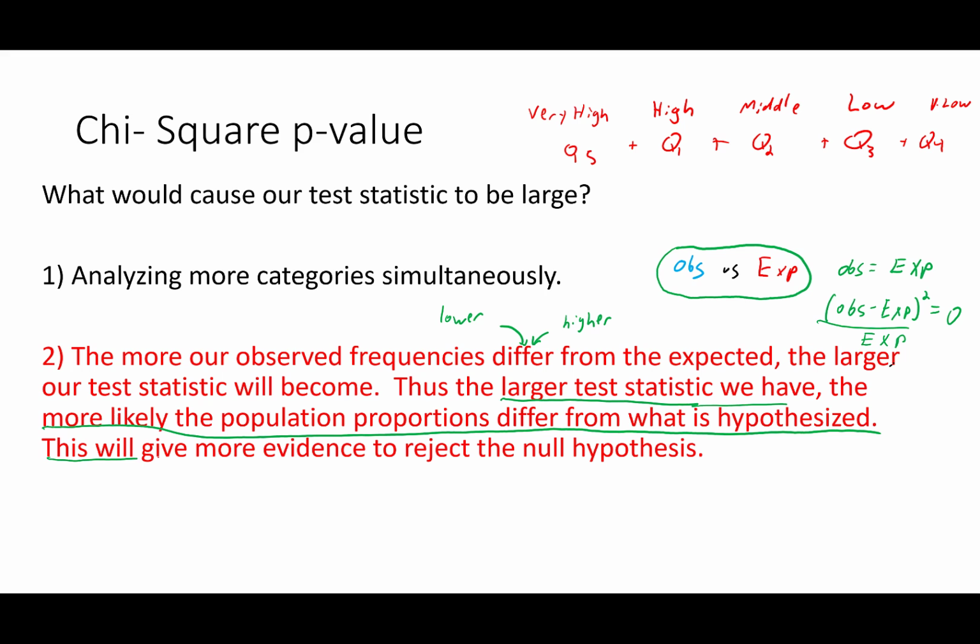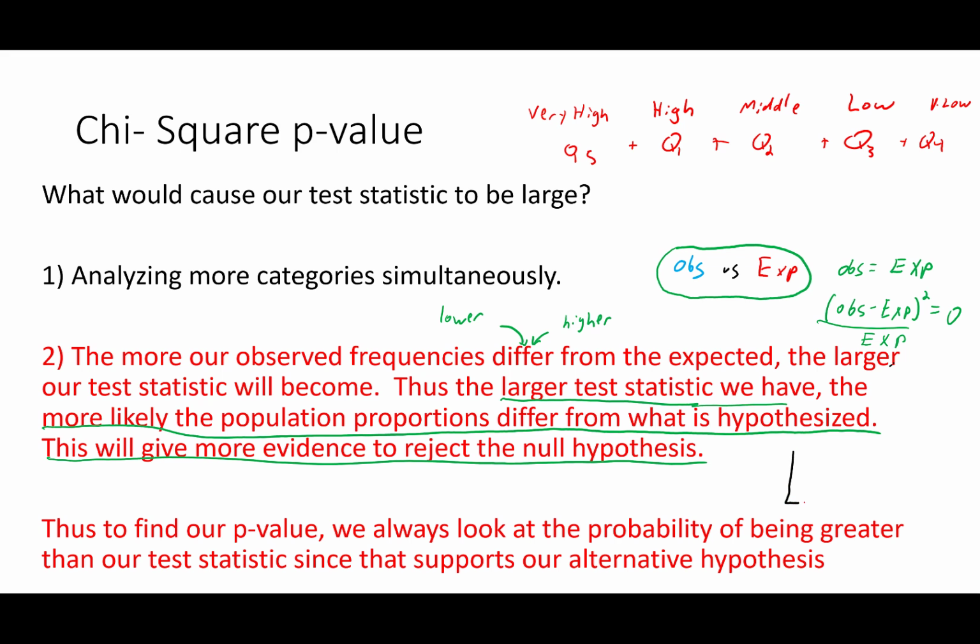Thus, a large test statistic will give us evidence to reject the null hypothesis. The larger test statistic we have, the more evidence we have against the null. So keep in mind, a big test statistic, therefore, will support HA and go against your null.